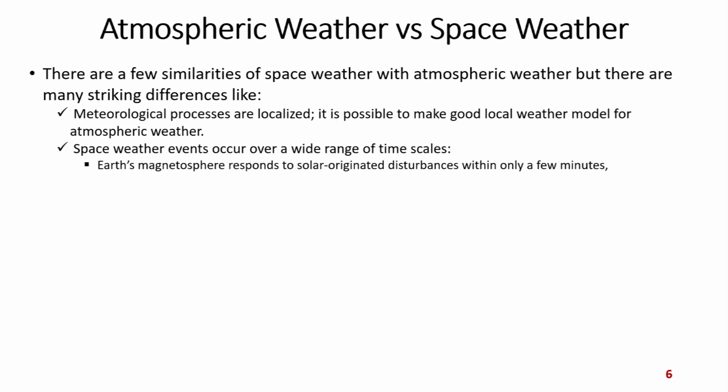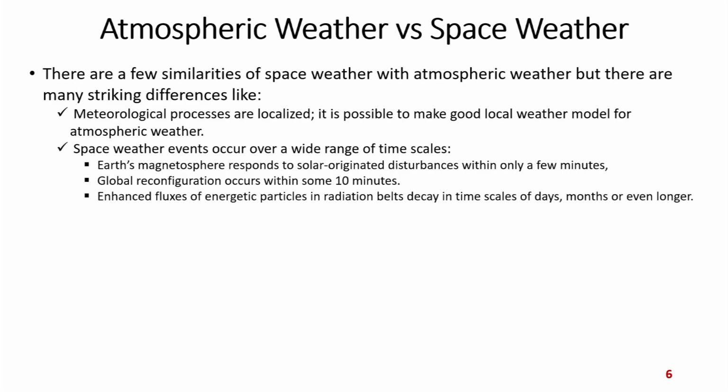responds to the solar originated disturbances within only a few minutes, and the global reconfiguration occurs within some 10 minutes. And enhanced fluxes of energetic particles in radiation bands, that we will come to know, what is radiation bands, Earth's radiation band. But I am just mentioning here, there are the radiation bands in the Earth's magnetic field. So, they decay in time scales from days to months, even longer.